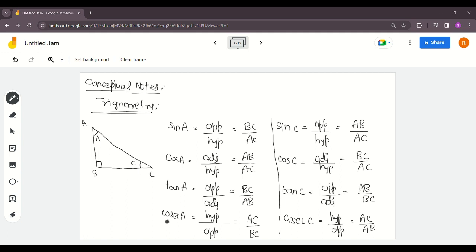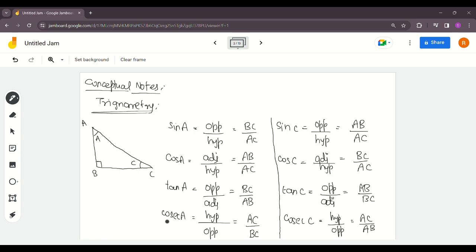And cosec A. Cosec is the reciprocal of sine. See, three basic ratios in trigonometry you have, that is sine, cos and tan. Three advanced ratios which are the reciprocals of the first three basic ratios are cosecant, secant and cot. So cosecant is nothing but reciprocal of sine. So it is hypotenuse divided by opposite side. Hypotenuse is AC, by opposite side of A, which is BC.